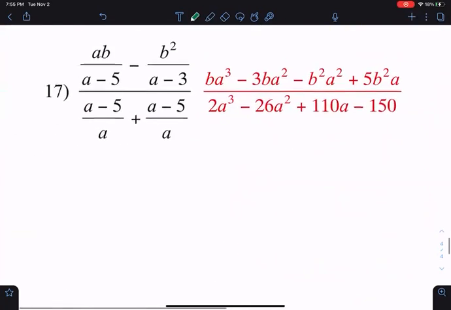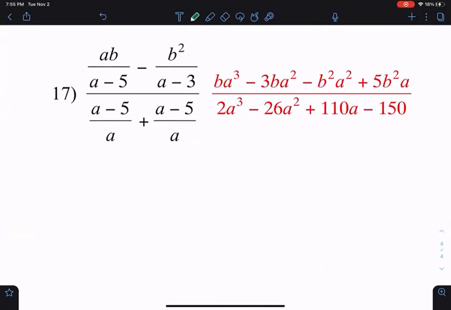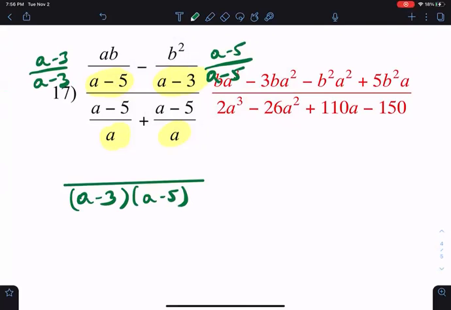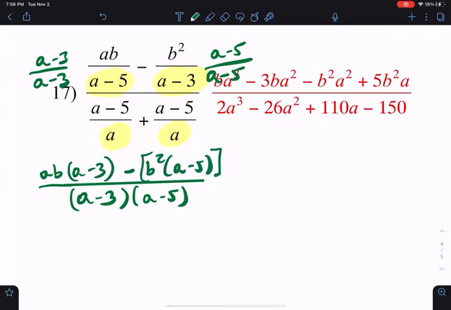And this is the last problem. So here, you need to find a common denominator. What is the common denominator? A minus 3, a minus 3. Then I need to multiply here a minus 5, a minus 5. Yes? The denominator, I'm lucky because I have the same denominator, right? So my denominator on the numerator is a minus 3, a minus 5, and I need to expand that, right? So this is going to be a minus 3 times ab, and then this is minus b squared a minus 5, and remember you need to distribute that negative, right?